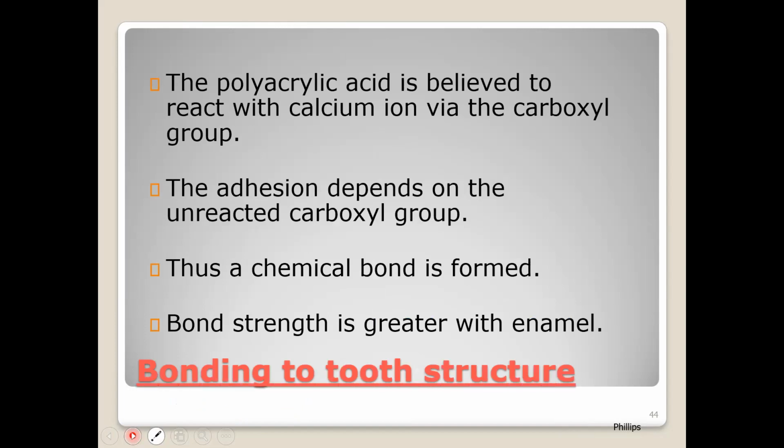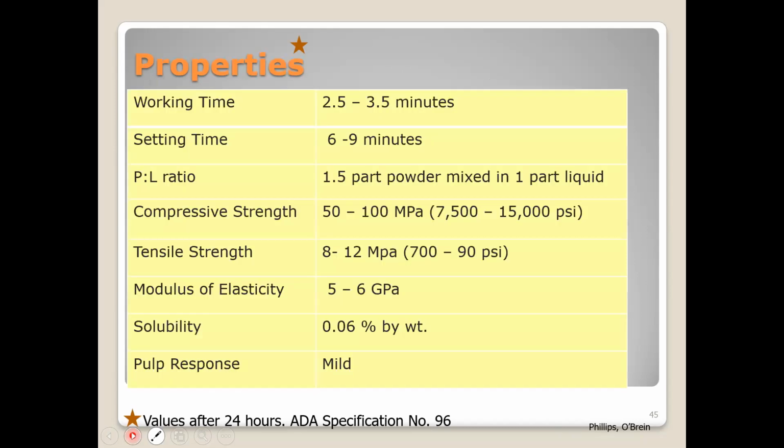So the polyacrylic acid is believed to react with calcium ions via the carboxyl group or the COO minus group. The addition depends upon the unreacted carboxyl groups. That is why we need to have the mix in a shiny state. So that shiny state tells us that there is still free acid available for forming a chemical bond to the tooth structure. Bond strength is greater with enamel as compared to that of dentine, obviously because dentine has more organic material in it. Working time is 2.5 to 3.5 minutes. Setting time is 6 to 9 minutes. The powder liquid ratio is 1.5 powder mixed with 1 part of liquid.